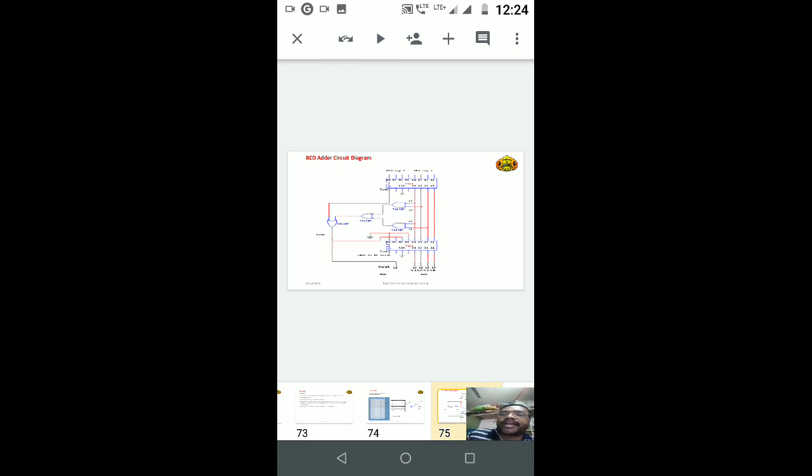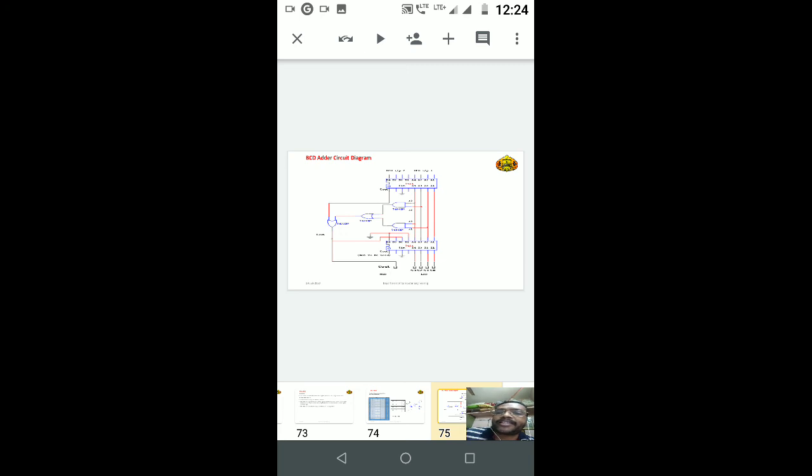For performing the addition of two BCD numbers, there are two BCD inputs. First you perform the simple addition. When the result is obtained, you check whether the result is greater than 9 or not, or whether the carry is generated or not.